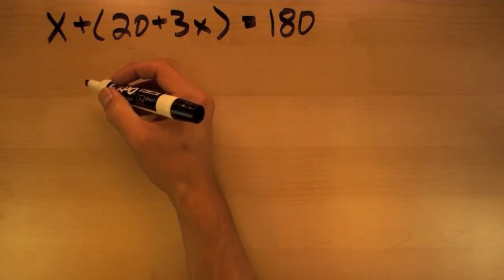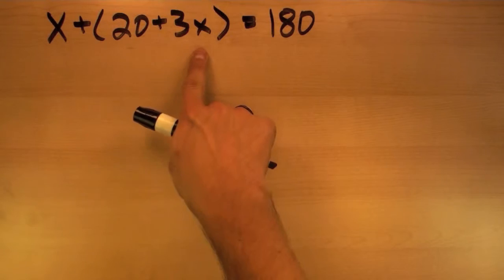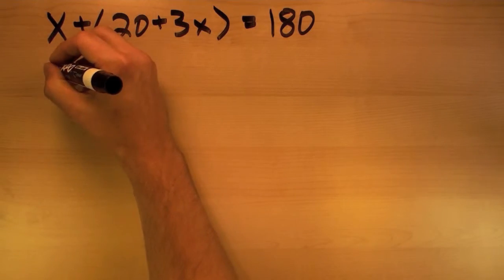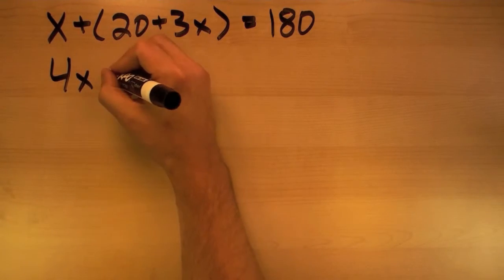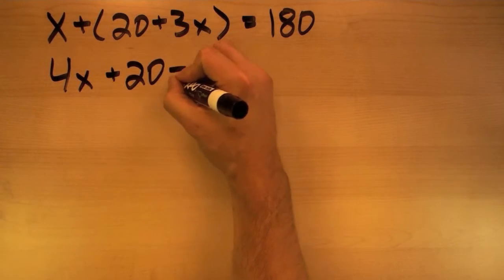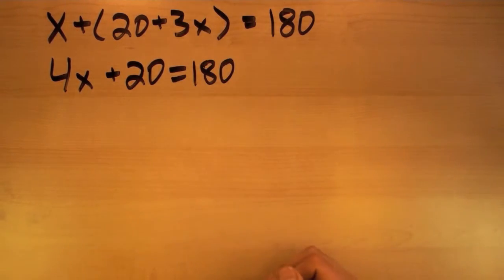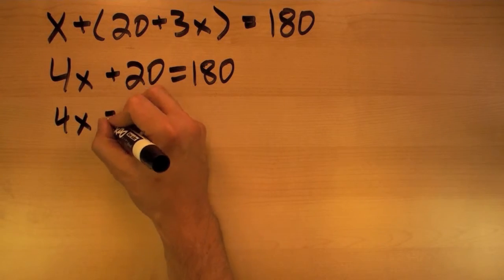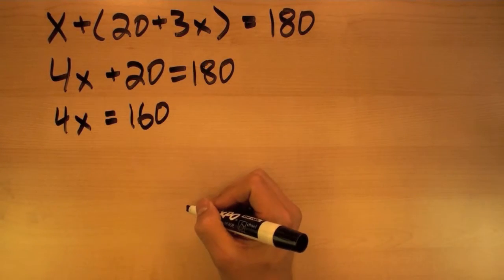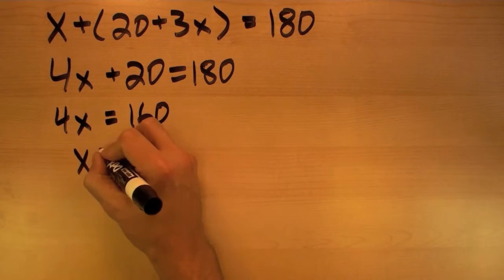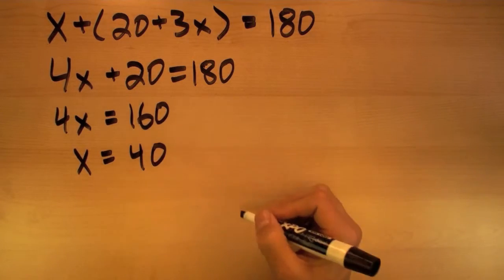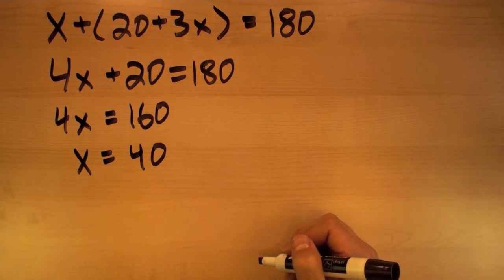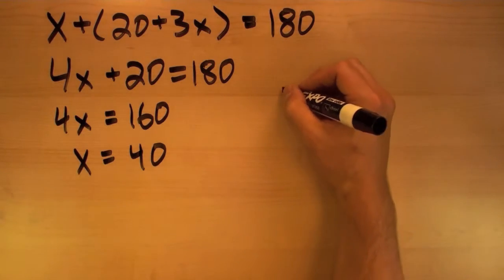Solving this equation, x plus 3x is going to give us 4x. So 4x plus 20 equals 180. Subtract 20 from both sides, we get 4x equals 160. So x equals 40. So we know that one of our angles is 40 degrees.